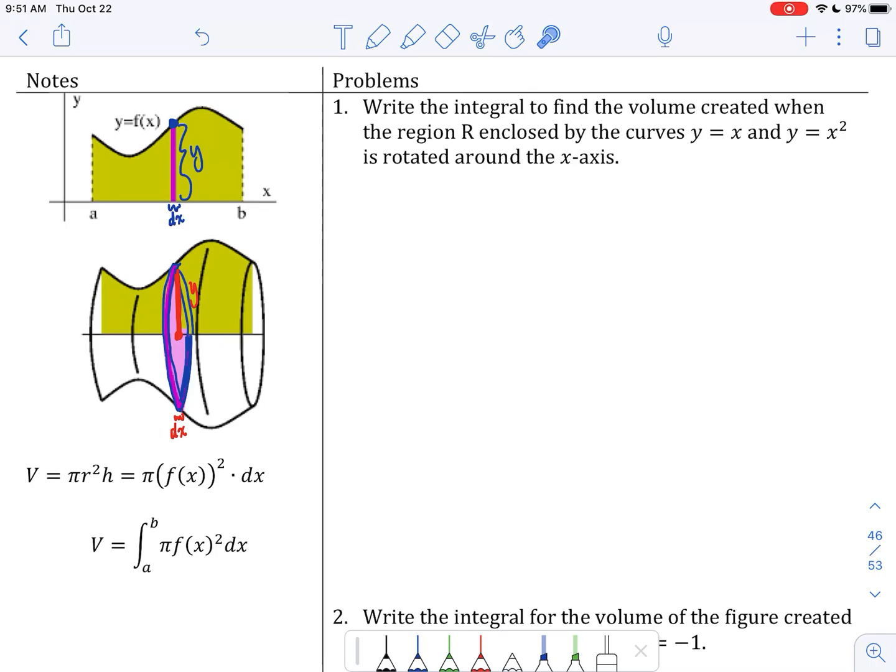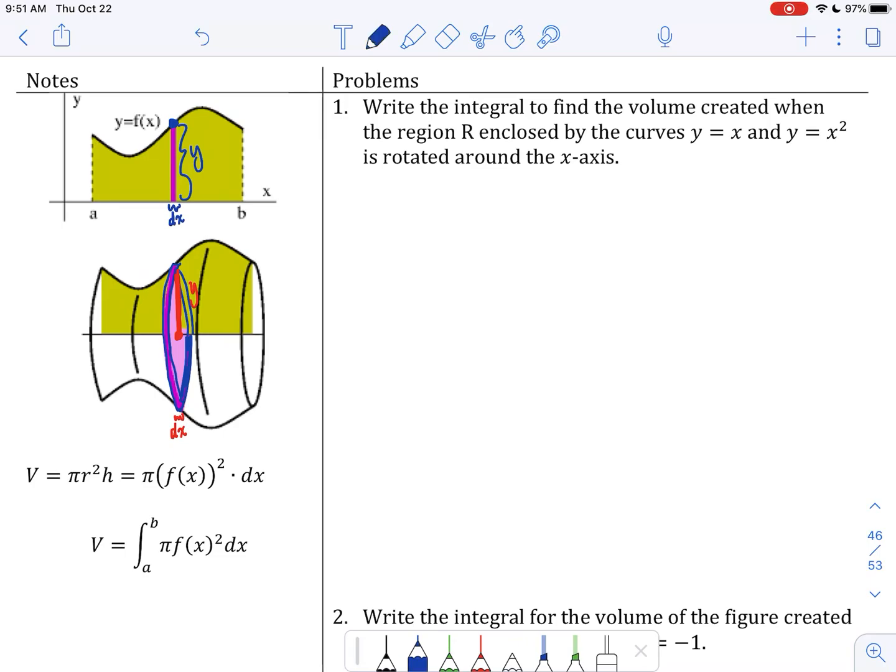I will tend to always draw a picture of the rotated disc or washer, or if it's a cross section or a shell, which we'll talk about in later lessons. I tend to always draw that picture, and if you're stuck, I recommend that you also draw them as well.